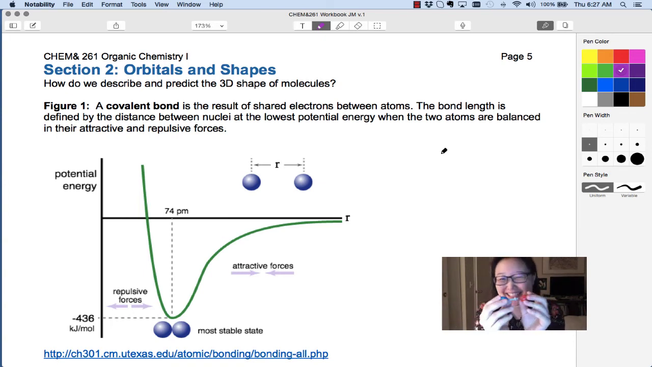So there's an ideal length or distance between the two that balances those attractive and repulsive forces. In this diagram, it's showing that the attractive forces are very good and the repulsive forces are not so good. The part where there's the lowest potential energy, due to these two being a certain distance from each other, is the ideal distance that we consider the bond length.